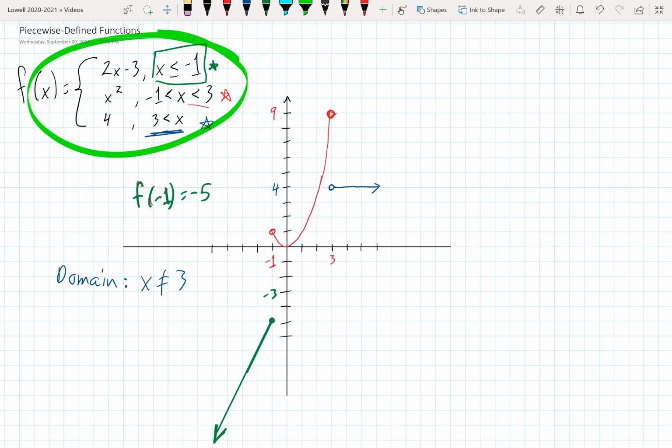So that's an example of taking a piecewise function and graphing it. Again, this is really important. This is easy, provided you know what these functions look like. But if you don't, that's something to work on.